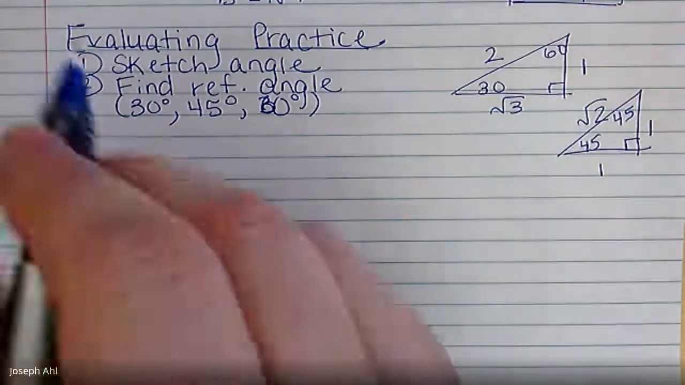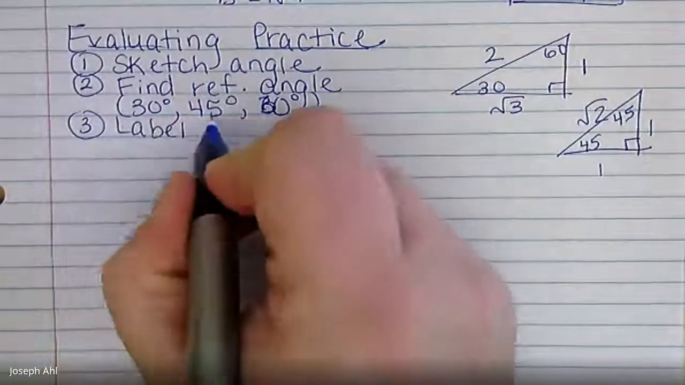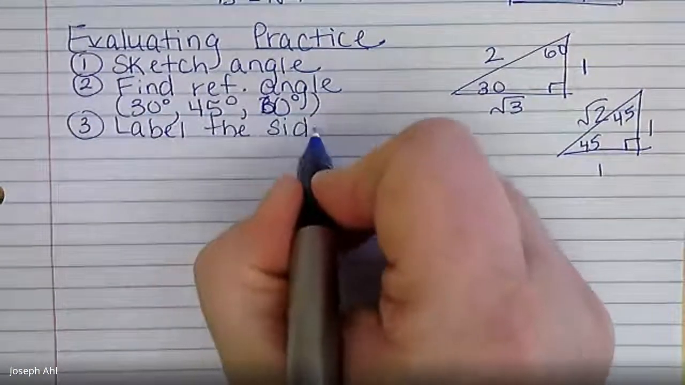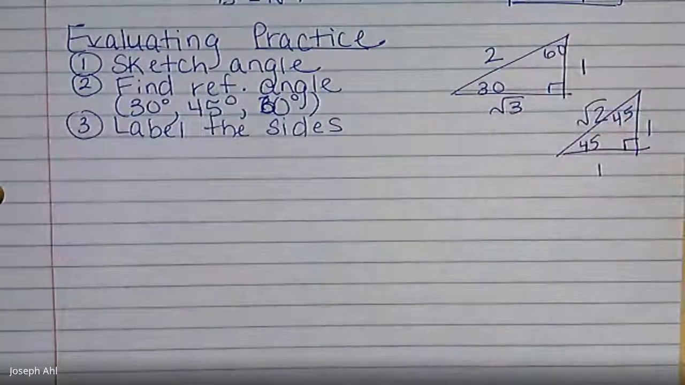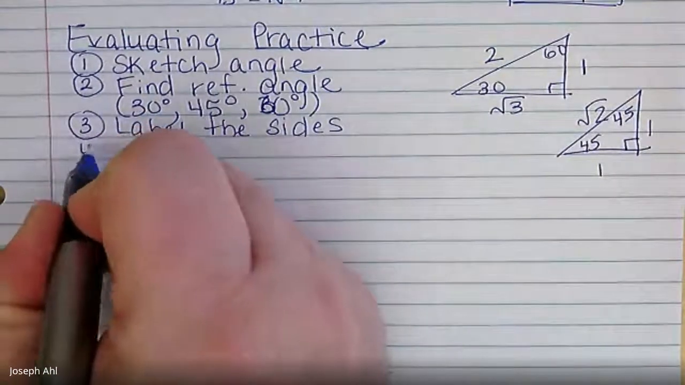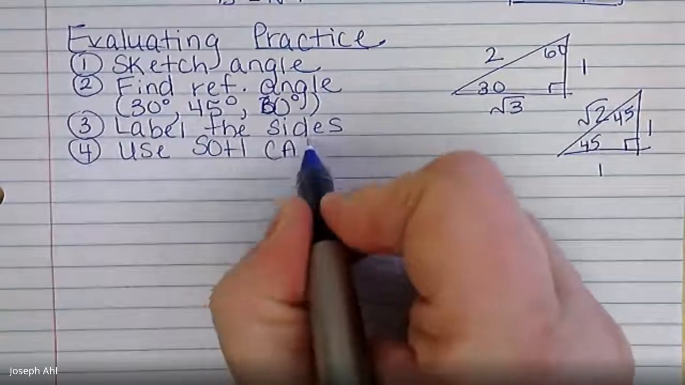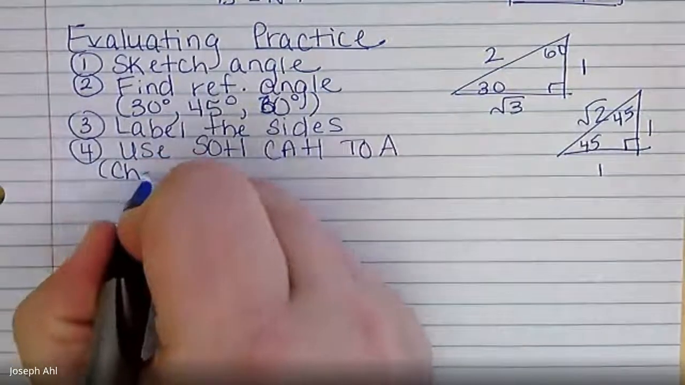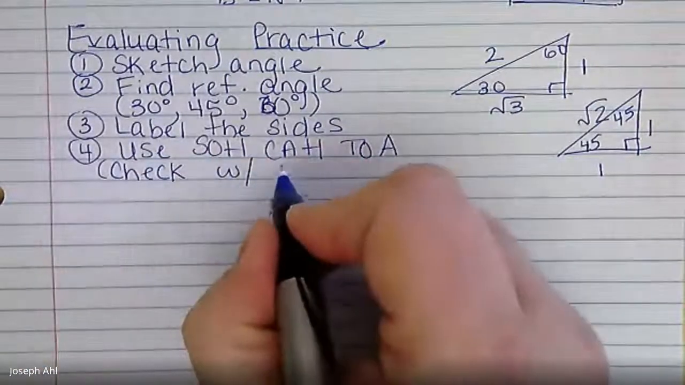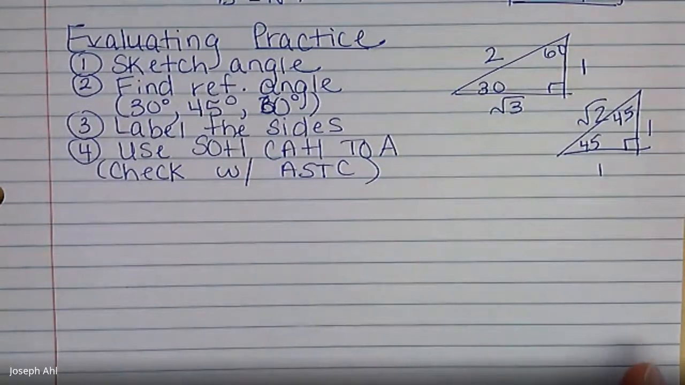All right, so that's kind of a big step. Find the reference angle. Once you've found the reference angle, then you're going to label the sides, because if it's 30, we'll know what to do. If it's 60, and then finally, if it's 45, we'll know what to do. And then finally, use SOHCAHTOA. And as a check, make sure you check with the All Star Trig class, because we want to make sure that our answer is either positive or negative in the end, and hopefully we'll be able to determine that pretty easily.